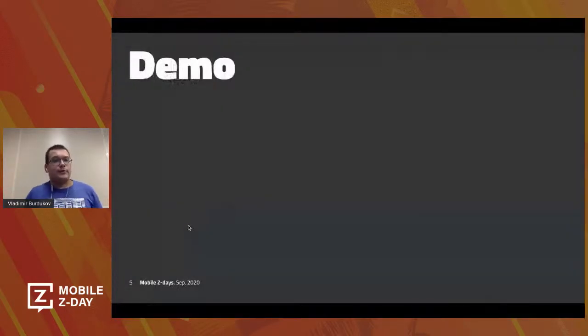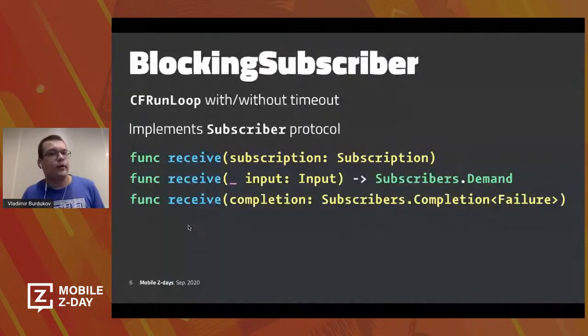So let's start from blocking subscriber. Actually, it's a copy-paste from the Rx blocking library. I will use the same idea of using CFRunLoop with or without timeout inside it, and it declares the subscriber protocol inside it with these three methods, which we need to implement.